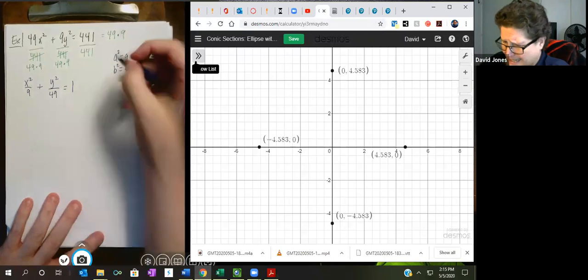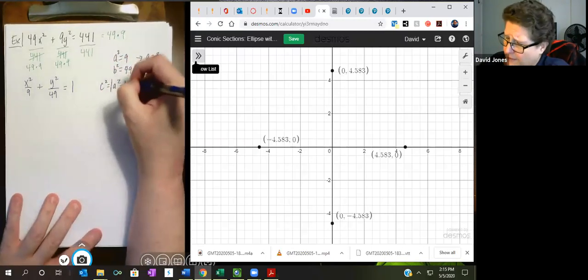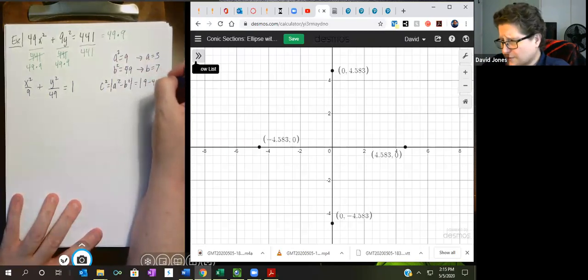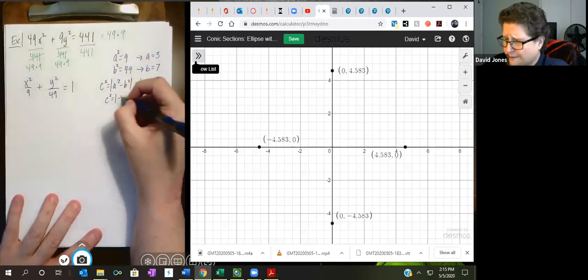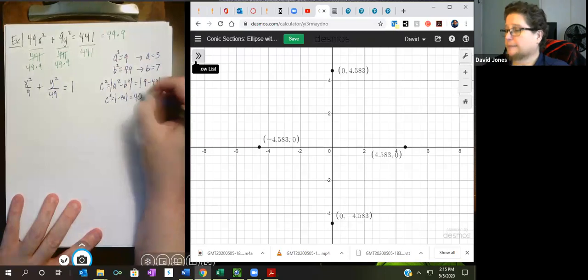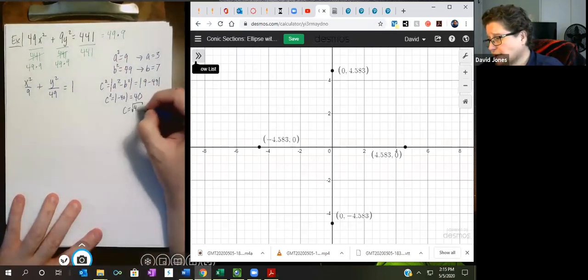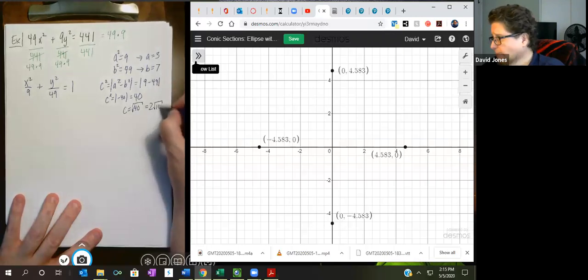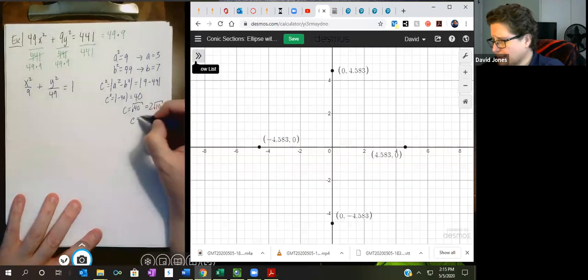We always needed the C's. C squared is the absolute value of A squared minus B squared. Absolute value of 9 minus 49 is the absolute value of negative 40, which is 40. So C equals the square root of 40, or 2 root 10. And we'll see that's approximately 6.3 for graphing purposes.